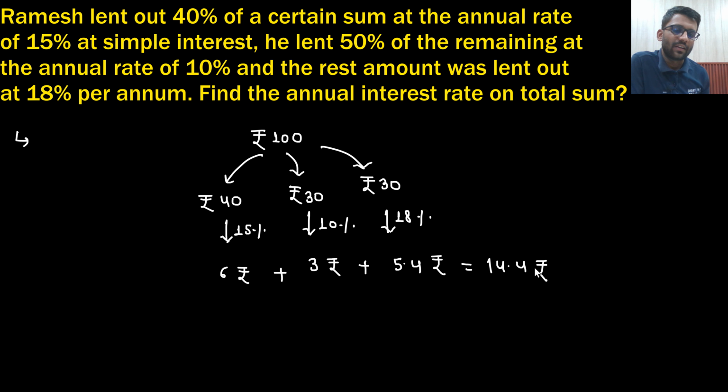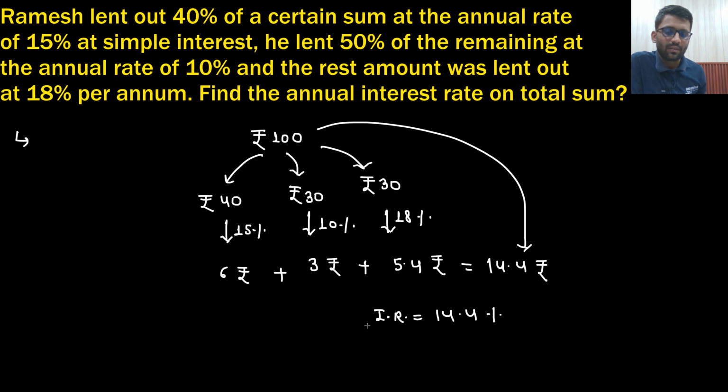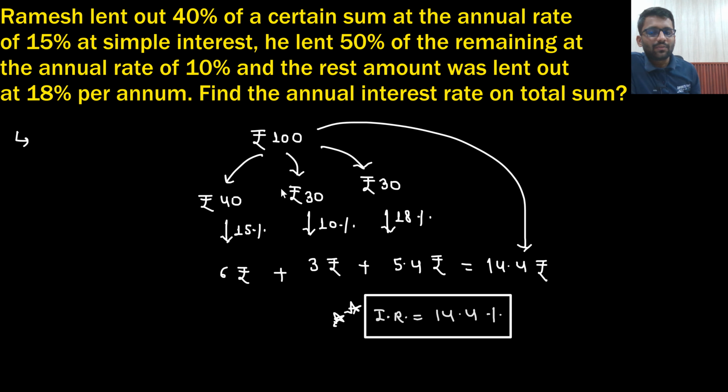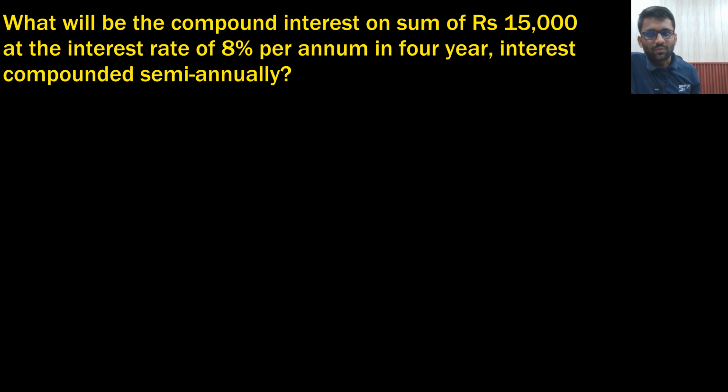6 plus 3 is 9, 9 plus 5.4, that would be 14.4 rupees. So after 1 year, from 100 he is getting 14.4 rupees. So what is the interest rate? 14.4%, right? Are you understanding this problem? 100 rupees, 40, 30 and 30. 15%, 10% and 18%. He was getting 6 rupees, 3 rupees, 5.4 rupees. So in total he was getting 14.4 rupees from 100 rupees. That means the interest rate is 14.4%. Let's move to the next one.